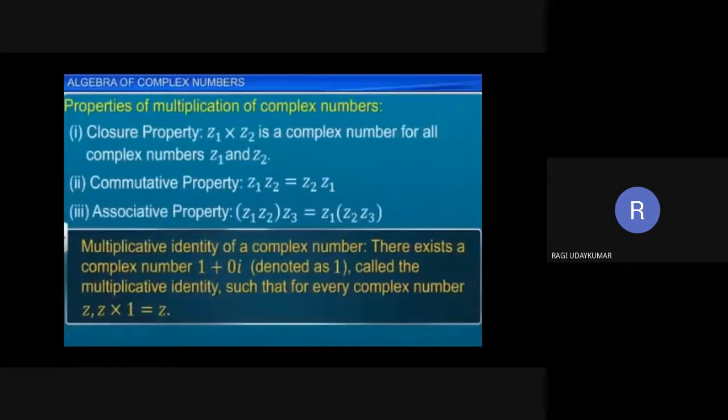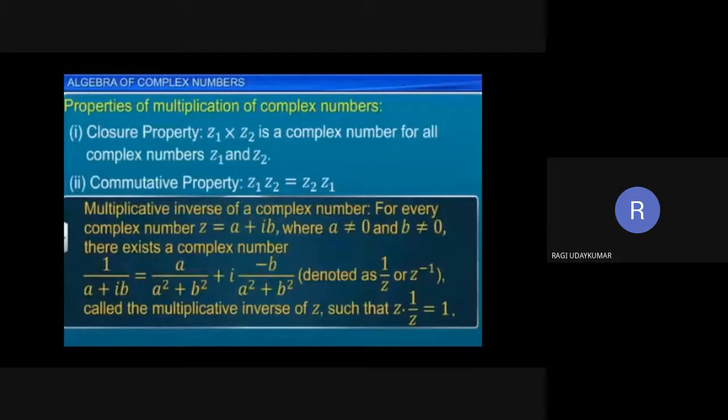What is the multiplicative identity? 1 plus 0i. If you multiply 1 plus 0i with any number, you again get the same number. That's why it is called the multiplicative identity. The multiplicative inverse is nothing but this. Here you have to concentrate to find the multiplicative inverse, and problems will be based on this also. So the multiplicative inverse of a complex number Z equal to A plus iB: there exists a complex number, A by A square plus B square plus i into minus B by A square plus B square, such that you get 1 by A plus iB.